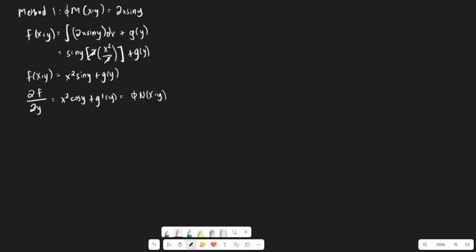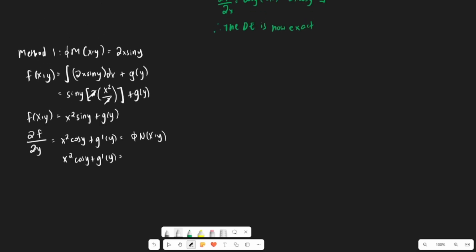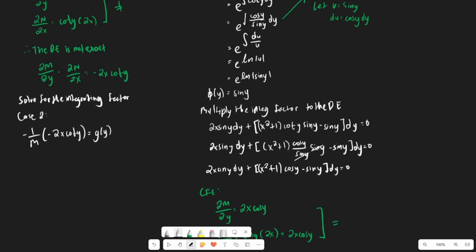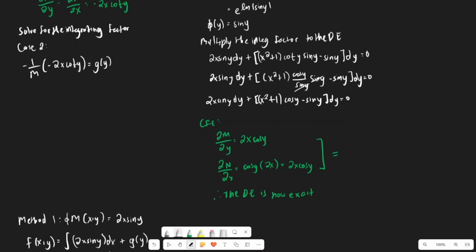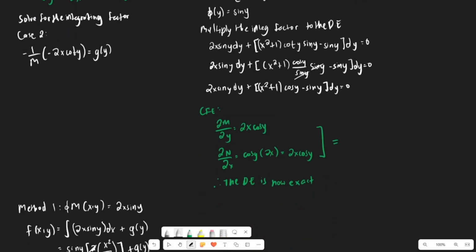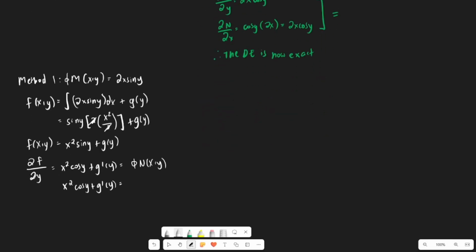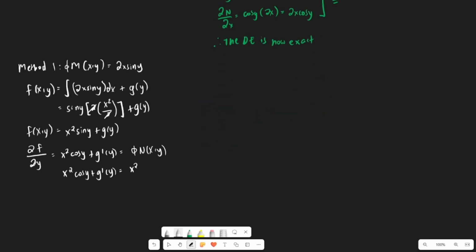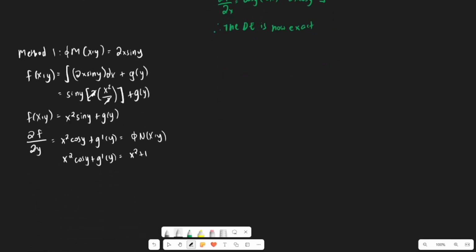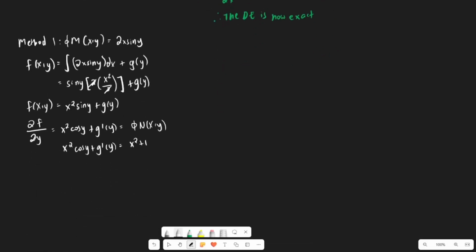Now we substitute that. Phi of n. So phi of n, let's try to look back at what the expression of phi of n is. This is the phi of n. So we have x squared plus 1 cosine y minus sine y.